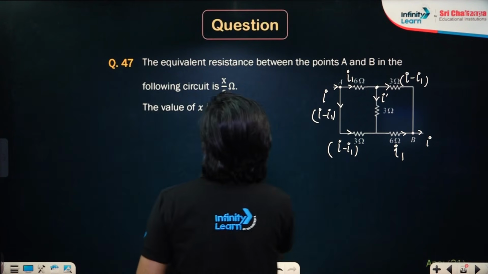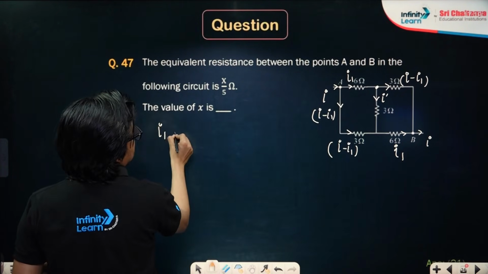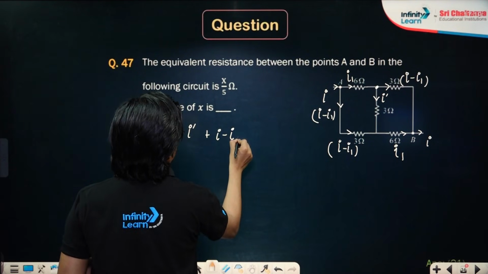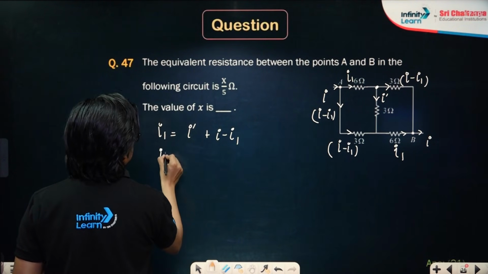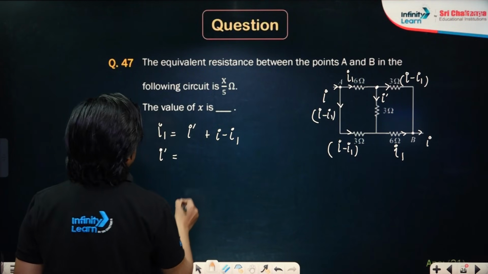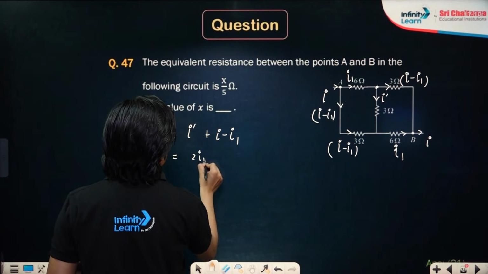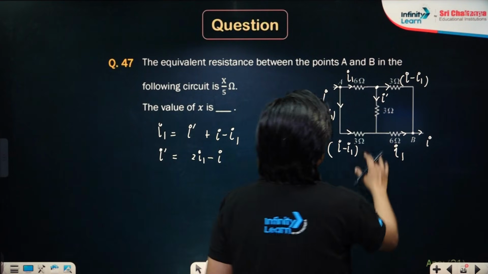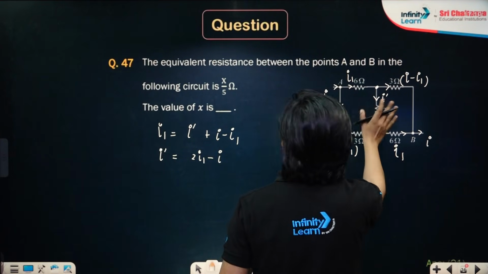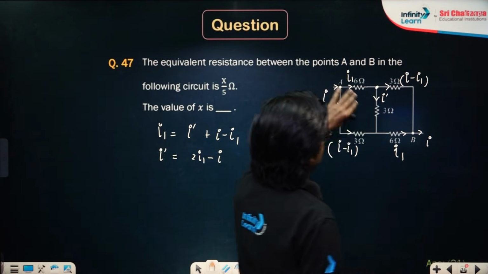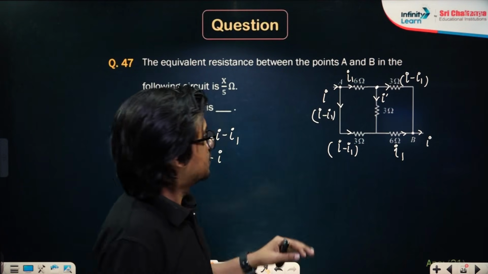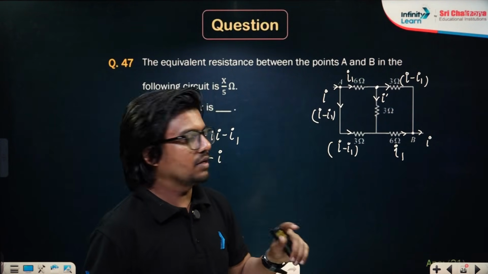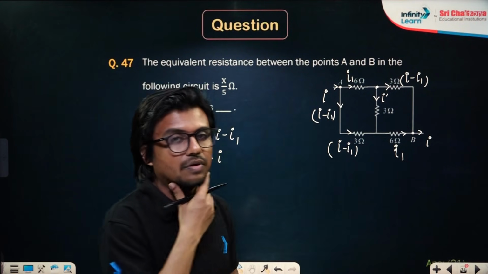Now you can write I1 is actually equal to I dash plus I minus I1, and from this you can write I dash is equal to 2I1 minus I. This is the current distribution, and at each node you can check, it is going to follow Kirchhoff's law for nodes, KCL, Kirchhoff's current law.